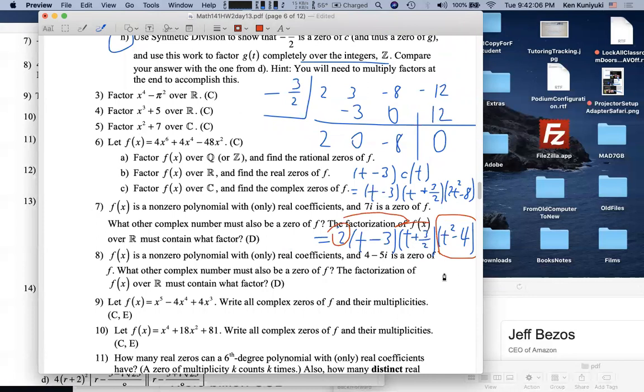I'll save this. We can come back to this next time. Remember, you can factor that. Difference of 2 squares. Okay, questions? Questions?